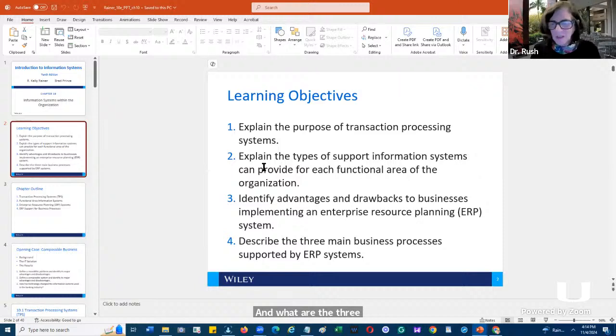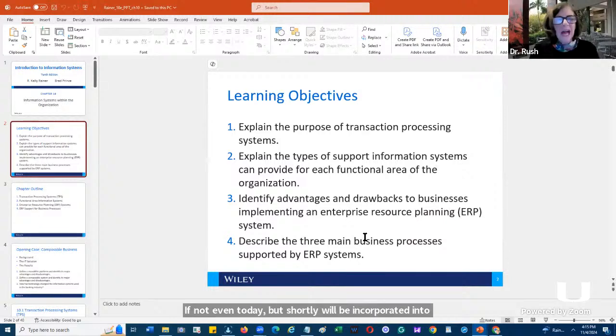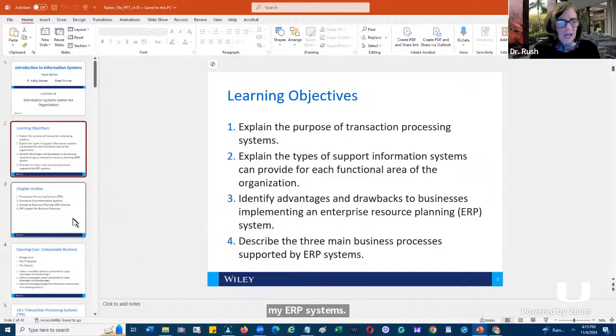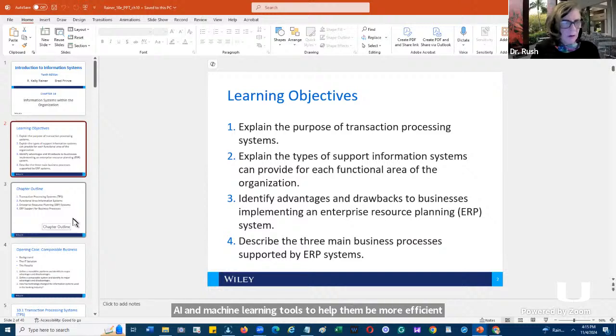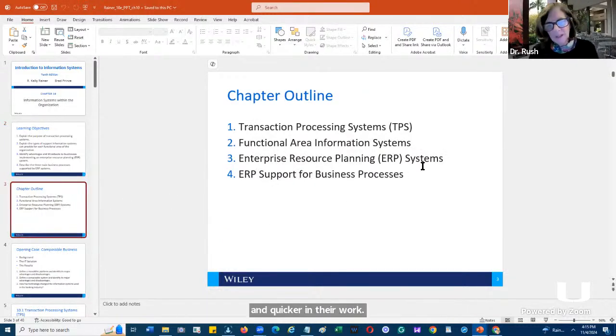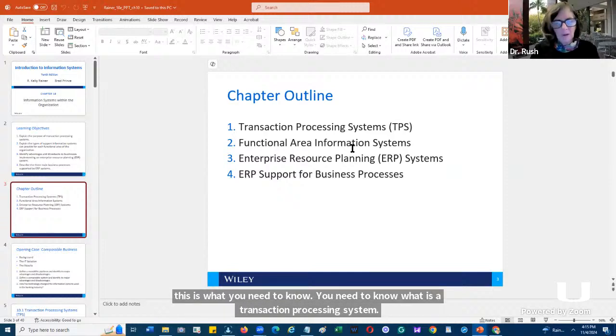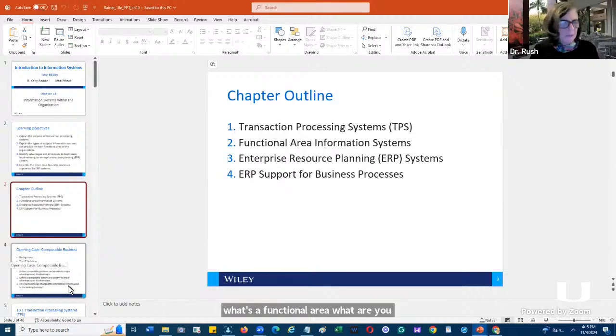And what I'm here to tell you today is that AI will be, if not even today, but shortly, incorporated into my ERP systems to allow my employees to use generative AI and machine learning tools to help them be more efficient and quicker in their work. So this is an area which I want to start off with. This is what you need to know. You need to know what is a transaction processing system, what's a functional area, what are enterprise resource planning systems, and what is ERP.